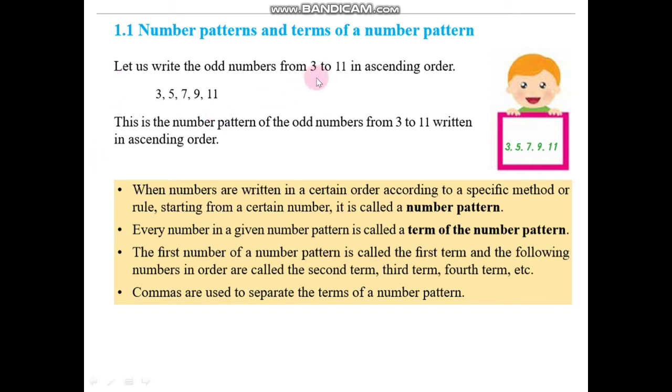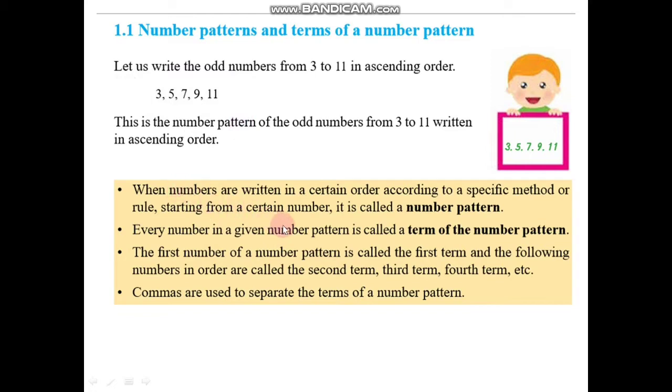Okay, now we have to write all the odd numbers from 3 to 11 in ascending order. What we have? 3, 5, 7, 9 and 11. These are the terms in this number pattern.